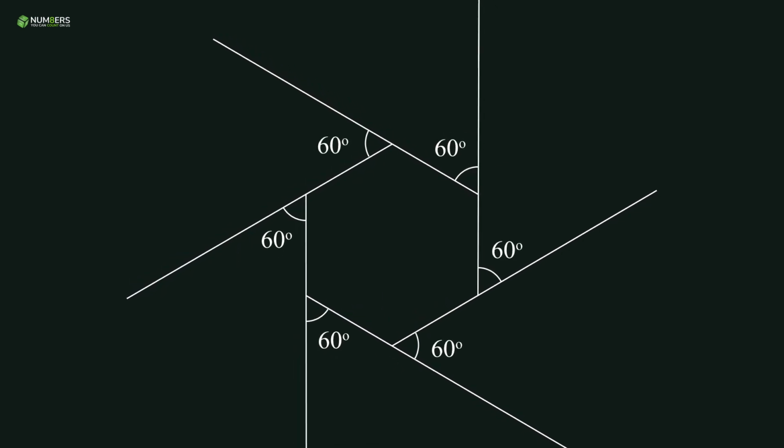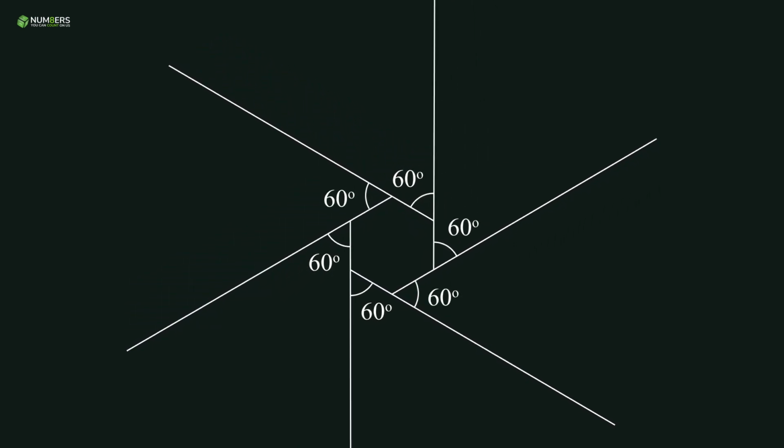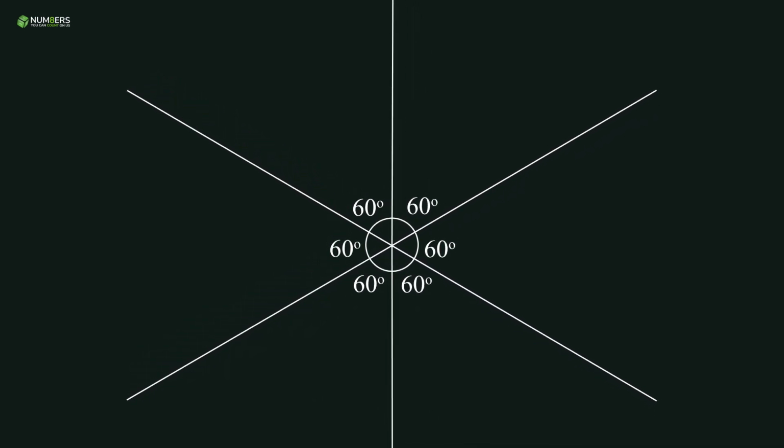Let's look at a hexagon now. A hexagon is a 6-sided polygon. In a regular hexagon, there are 6 exterior angles, each one measuring 60 degrees. Once again, we shrink this shape down to a dot, and as we expected, the angles form a circle, since all 6 angles add up to 360 degrees.